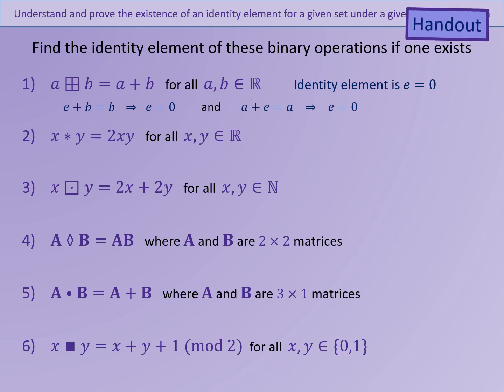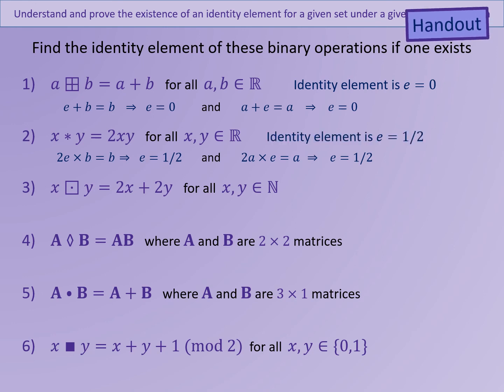For the second one, we would either need 2E times B to equal B, which would result in E being a half, or we would need 2A times E to equal A. This would also give E equals a half. So a half is the identity element for this operation.